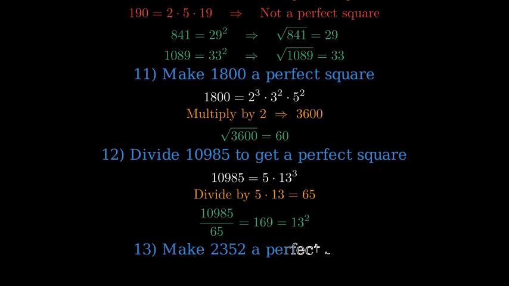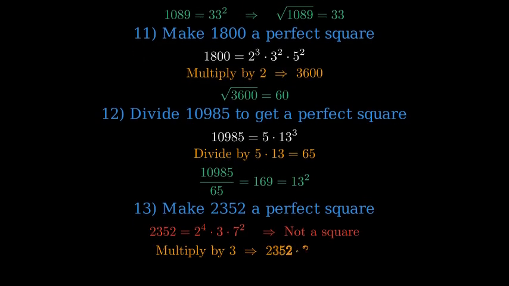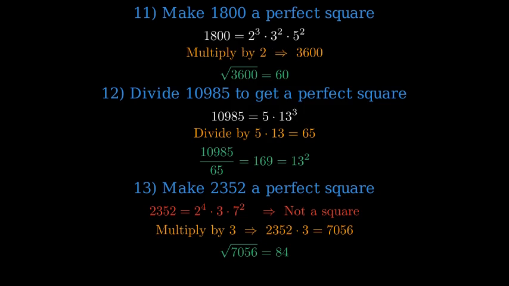Problem 13. Is 2,352 a perfect square? Prime factorization gives 2 to the fourth times 3 times 7 squared. The factor 3 is unpaired, so it is not a perfect square. Multiply by 3 to complete the pair. The new number is 7,056, and its square root is 84.